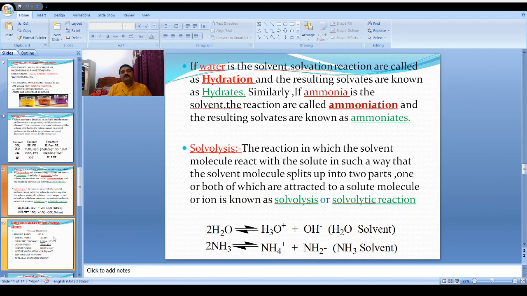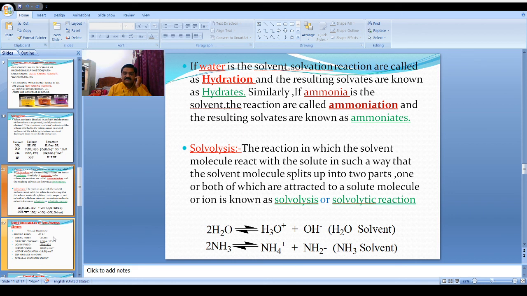Next, if water is the solvent, the solvation reactions are called hydration, and the resulting solvates are known as hydrates. Similarly, if ammonia is the solvent, the reactions are called ammoniation, and the resulting solvates are known as ammoniates.